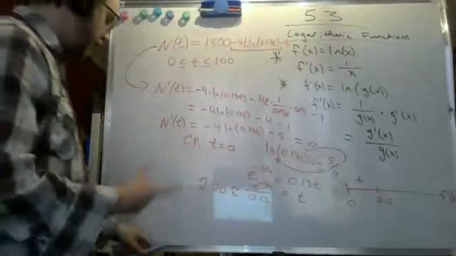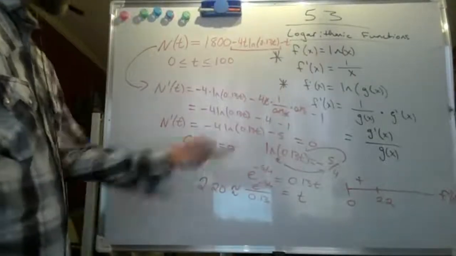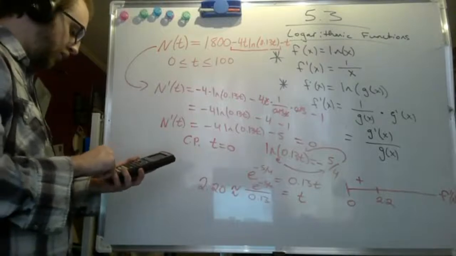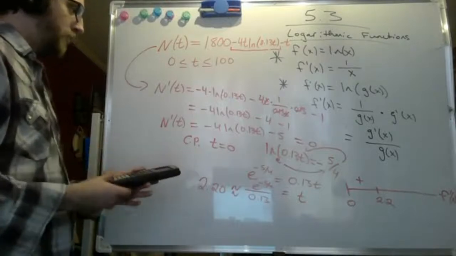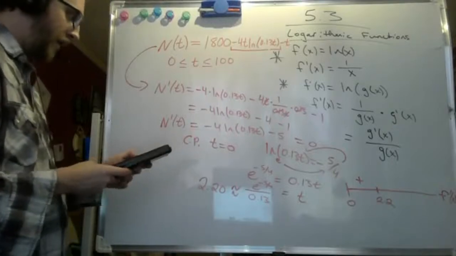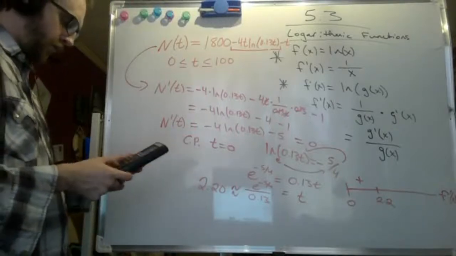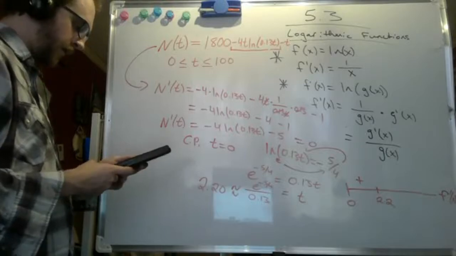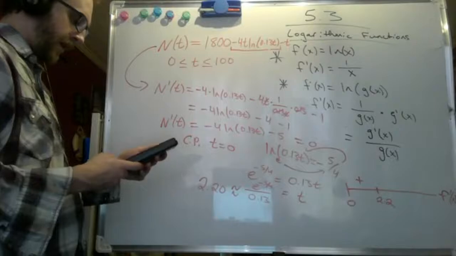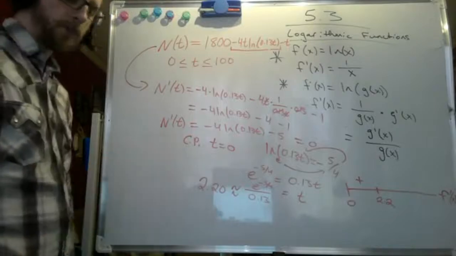So I'm just going to plug in another easy number, say 3. That's bigger than 2.2. So 3 times 0.13 is 0.39. I'm going to take the natural log of it. Then I'm going to multiply it by a negative 4. And then I'm going to subtract 5. And here I actually get negative 1.2. So I'm negative to the right of this critical point.